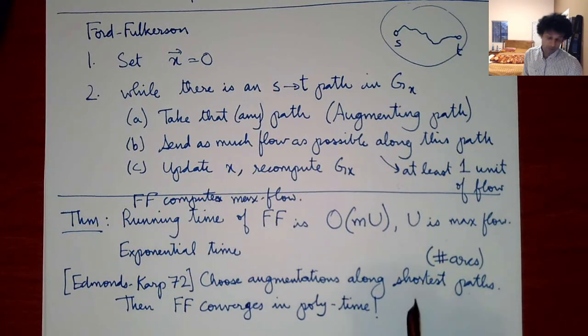It's remarkable: you don't use the capacities, you just choose augmentations along the shortest path in terms of arcs and it converges in polynomial time. That's the Edmonds-Karp result, and I'm going to prove it to you. We'll see that there are some key ideas here that are going to come back to be useful for bipartite matching. Any questions?